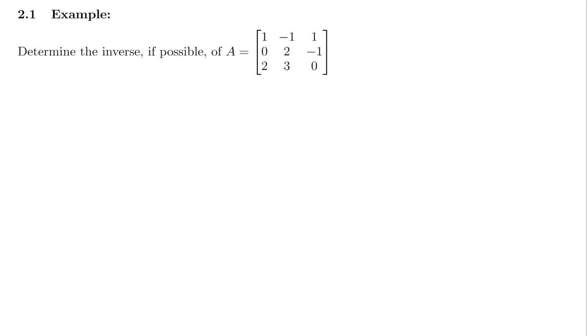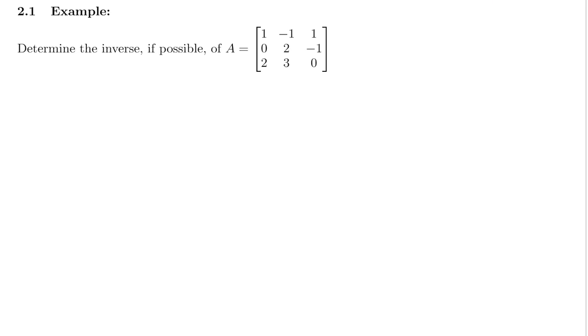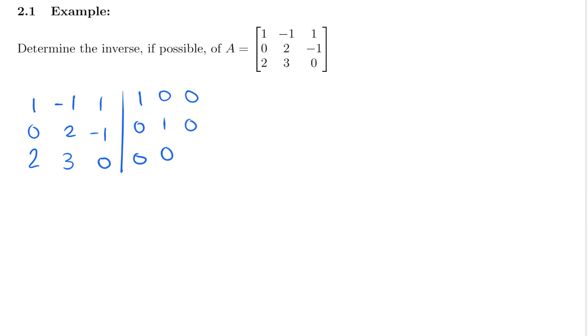So let's go ahead and start with step 1, which is augmenting the matrix A by the corresponding identity matrix. So matrix A, we have 1, 0, 2, negative 1, 2, 3, 1, negative 1, 0, vertical bar, and now we put in the 3 by 3 identity matrix. So 1, 0, 0, 0, 1, 0, 0, 0, 1.